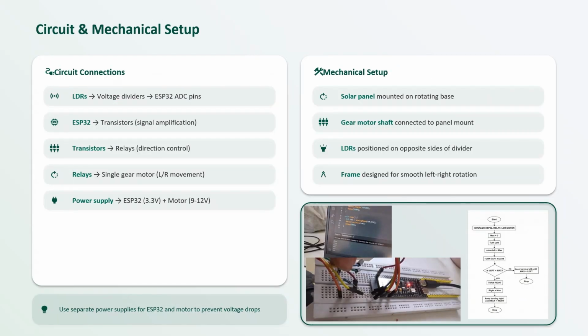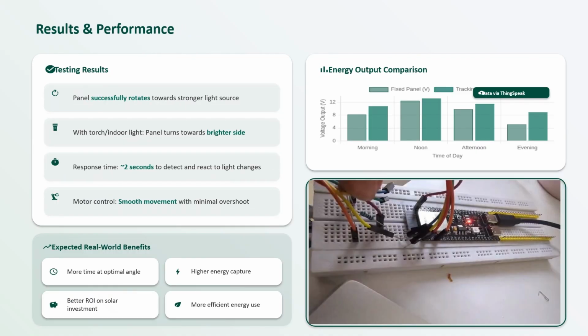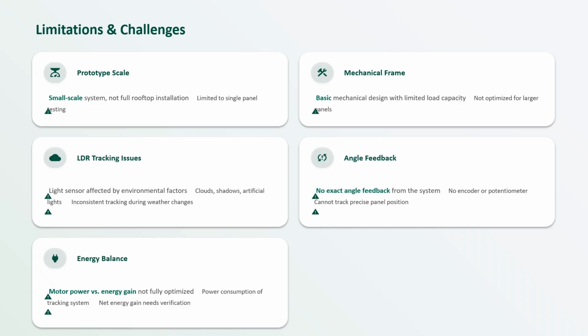Now let us talk about the circuit and mechanical setup. As you can see in our circuit and mechanical setup, let us explain this briefly. The ESP32 is mounted on the breadboard. The LDRs are connected through a voltage divider to the analog pin. The motor driver is connected between the ESP32 and the motor. The motor is powered with a separate high voltage supply such as 9 to 12 volts. We keep a common ground between the ESP32 and the motor driver so the signals are referred correctly. Mechanically, the solar panel is fixed on a rotating frame that is attached to the shaft of a motor.